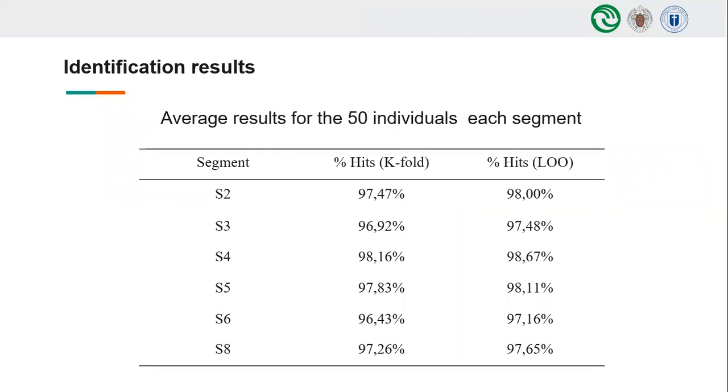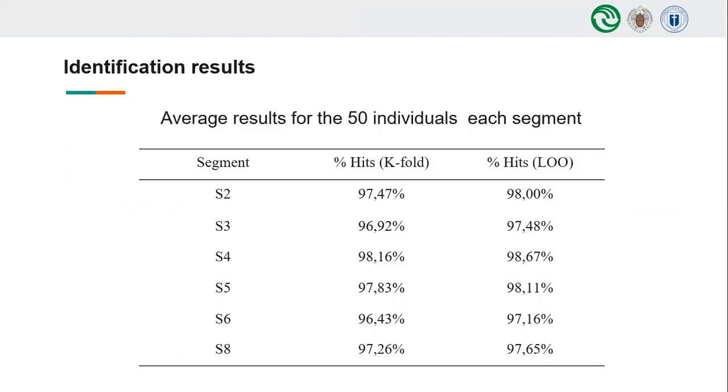This table shows the average results for the 50 individuals and each segment. The rows correspond to each segment, and the first column shows the percentage of hits for K-fold. The second column shows the results for leave-one-out cross-validation. It is shown that the success rates obtained are high for every segment, reaching a 97% average of success for the 6 segments for the first validation scheme, and results are even better using the leave-one-out cross-validation, reaching a higher percentage of hits.